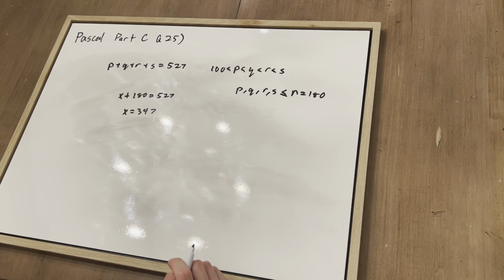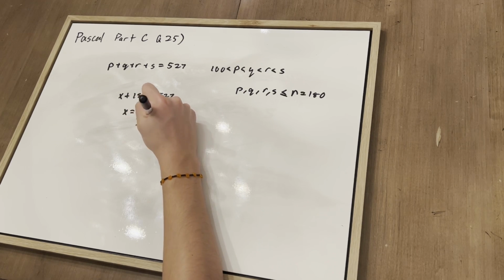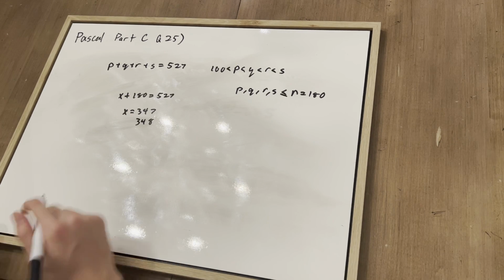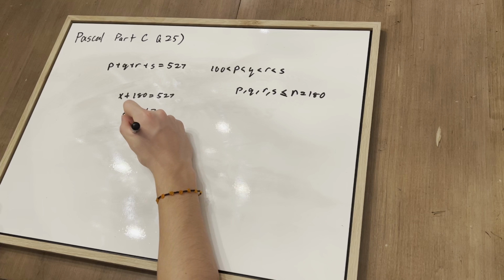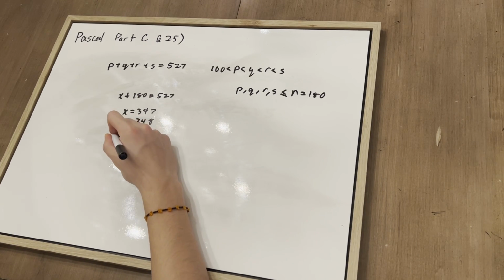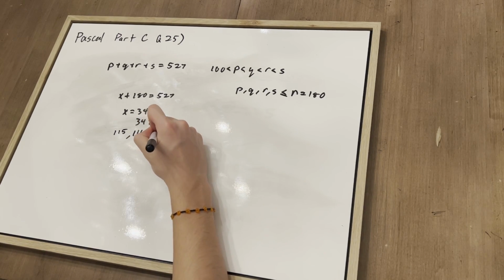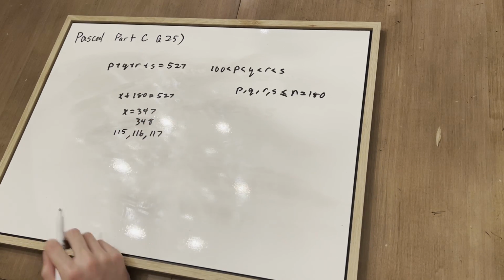Since 347 is not divisible by 3, we need to find the number right above 347 which is divisible by 3, and that number happens to be 348. Dividing by 3, we get the number 116. That means the middle number has to be 116. So the number right below has to be 115, and the number right above has to be 117. These are the minimum values for the 3 consecutive integers.